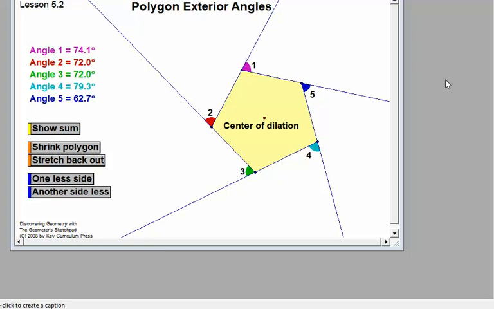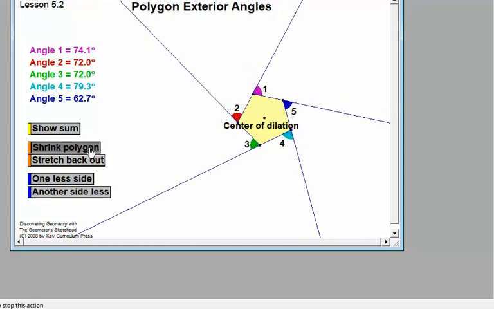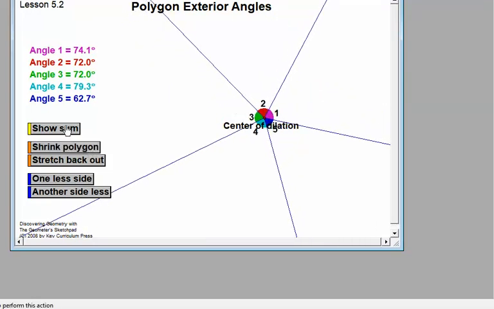Okay, so here I have a pentagon. And I have the exterior angles here. So angles 1, 2, 3, 4, and 5. Now notice it does not have to be a regular pentagon. Here's the angles there. Okay, and what happens when I shrink the polygon? These angles form together, and it makes 360 degrees.